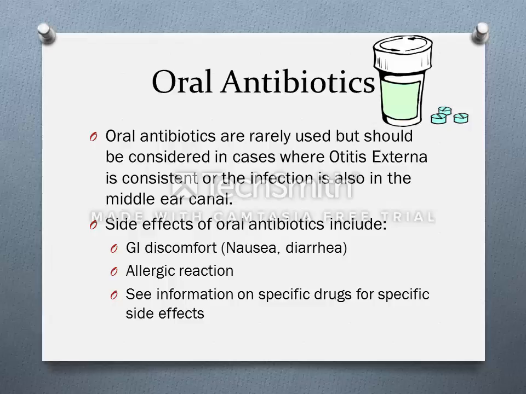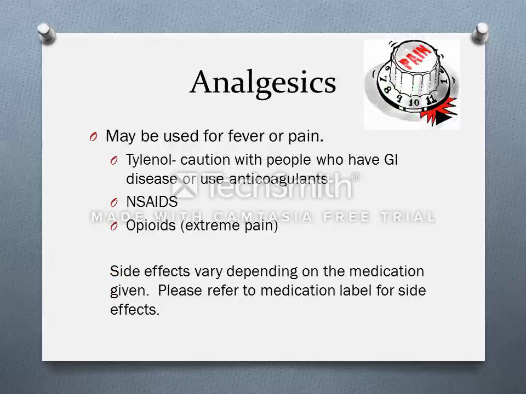The analgesics that you may use for pain or fever would include Tylenol, NSAIDs, or possibly opioids for extreme pain. Tylenol, as we all know, should be used with caution in patients who have GI disease or use anticoagulants. Obviously, if you're giving a specific medication, you need to refer to that specific medication for the side effects.